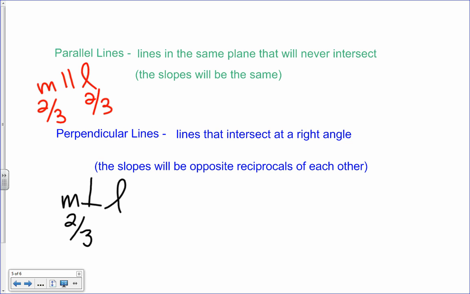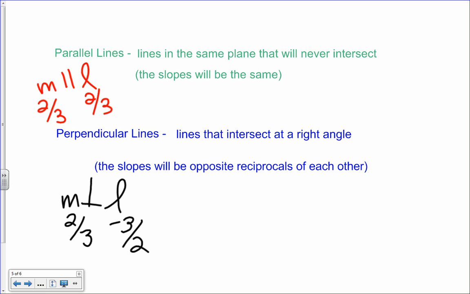Yes? Sure. I've been told that the answer is -3/2. So what this person did is they took the fraction and flipped it over. What part of opposite reciprocal is that? What part of flipping the fraction over? What's that called? That's the reciprocal. Opposite means change the sign.